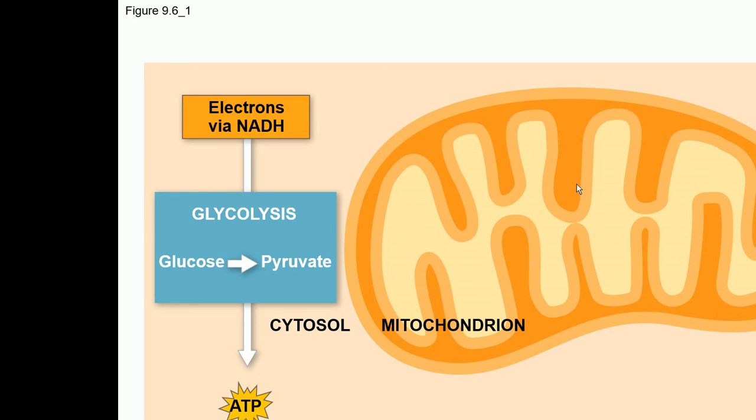And the electrons which will be stripped at different stages of cellular respiration reach the electron transport chain, which is embedded in the inner membrane of mitochondria. At the end of the electron transport chain is oxygen, which is very electronegative, and it has a tendency to pull the electrons towards itself.